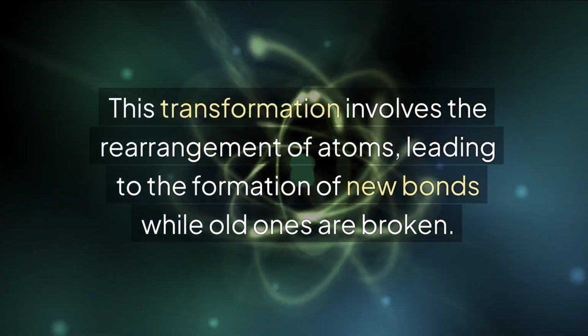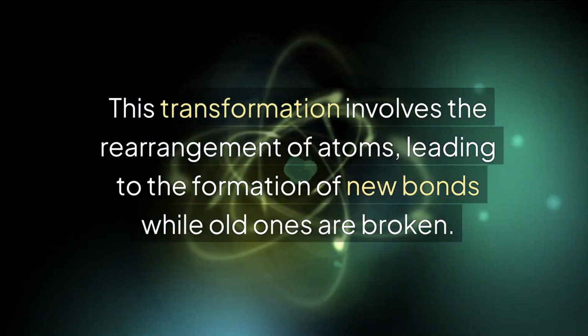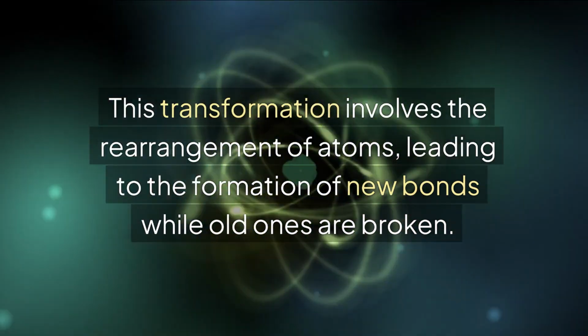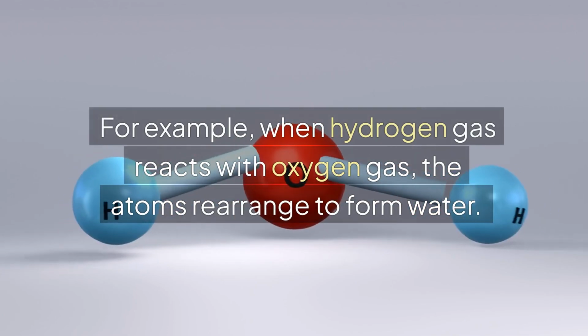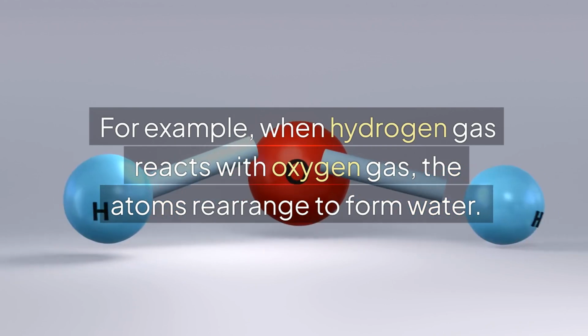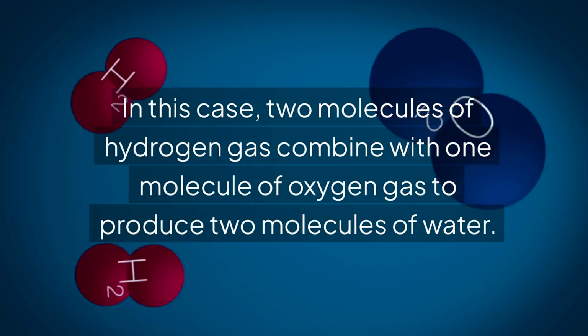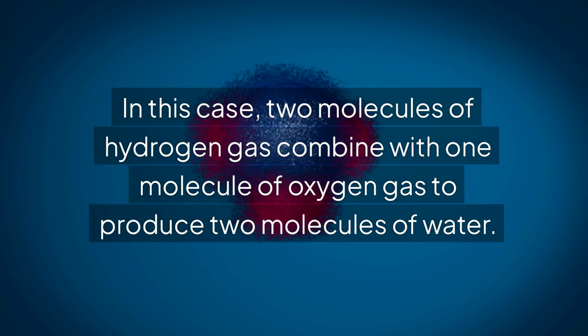This transformation involves the rearrangement of atoms, leading to the formation of new bonds while old ones are broken. For example, when hydrogen gas reacts with oxygen gas, the atoms rearrange to form water. In this case, two molecules of hydrogen gas combine with one molecule of oxygen gas to produce two molecules of water.